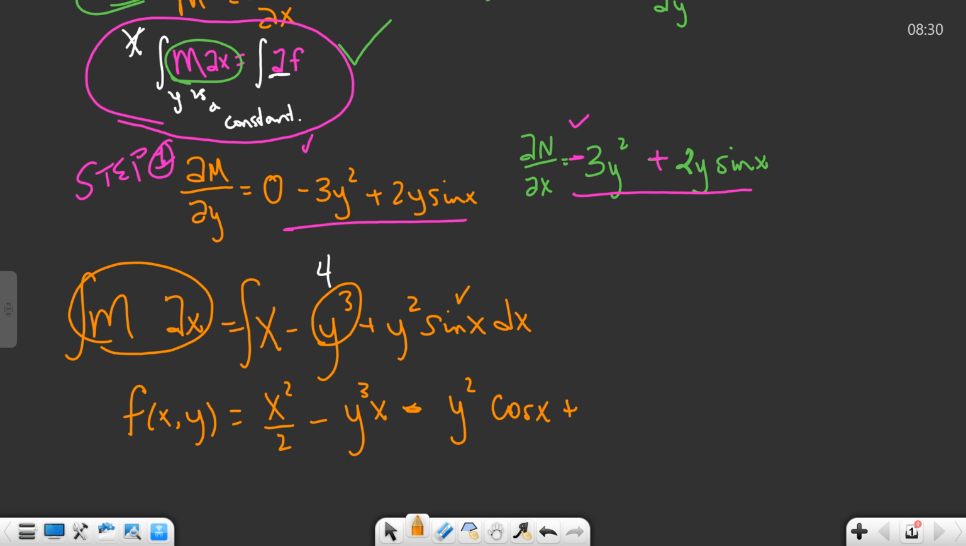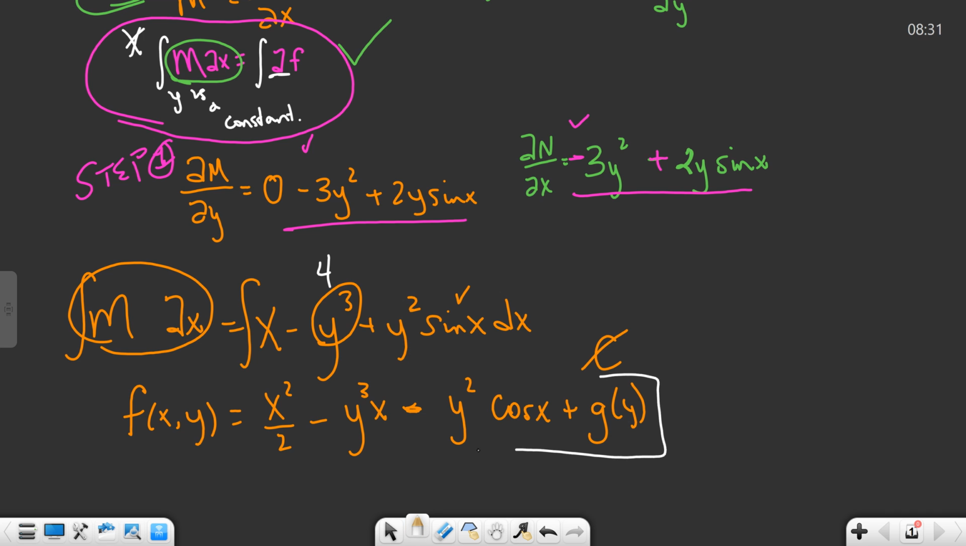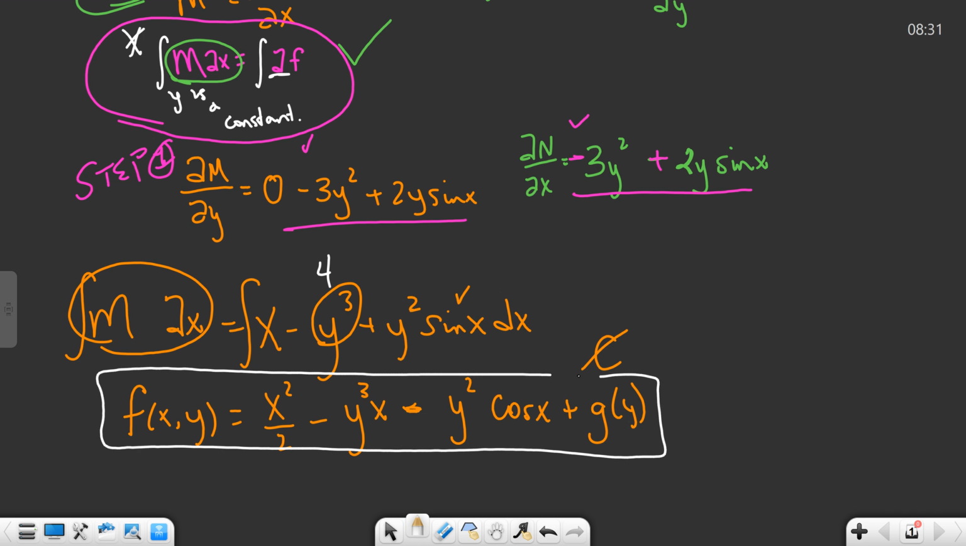And there's one more thing I have to remember. I've got this plus g of y out there, because instead of saying plus C, we're going to say plus g of y. Now, here's what we really wanted to point to: this is the answer to our problem. It's just not as specific as we need it to be.